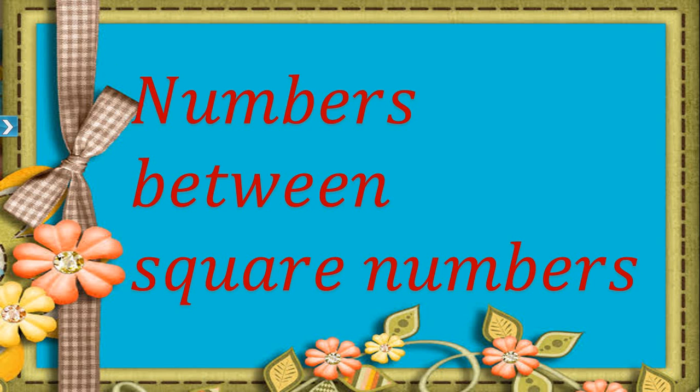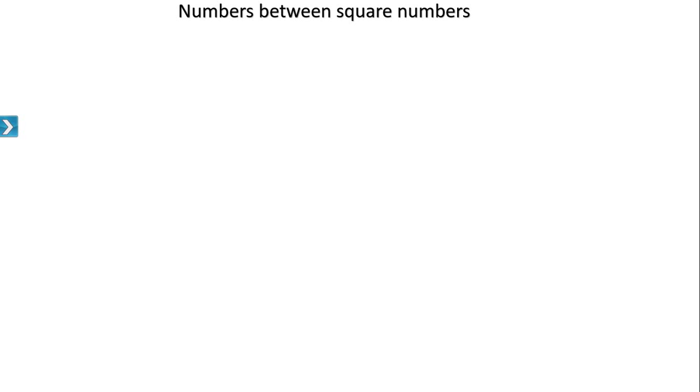Dear students, now let us study the next property of square numbers, that is numbers between square numbers. We know the square numbers: 1 square is equal to 1, 2 square is equal to 4. Now in between 1 and 4 there are other numbers which are not perfect squares. Which are the numbers between 1 and 4? 2 and 3.